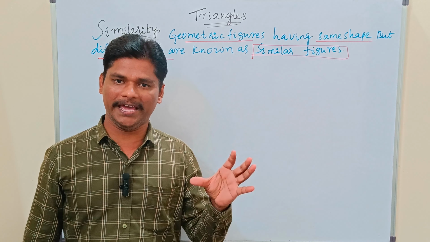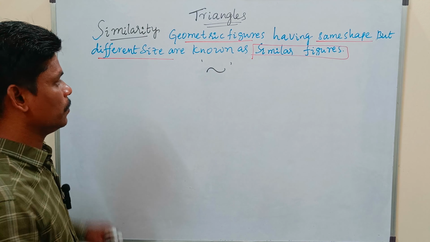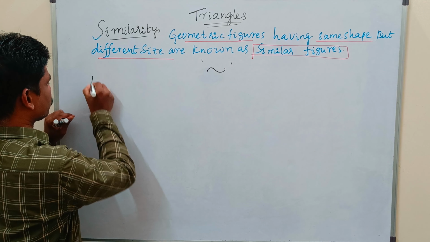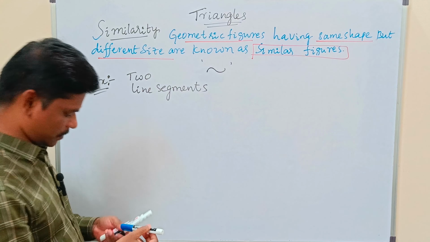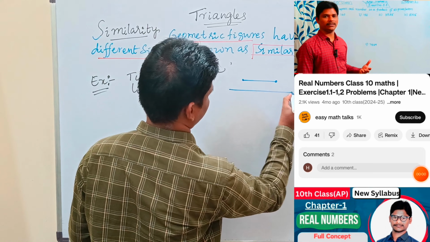It is denoted by this similarity symbol. For example, two line segments. If you take two line segments, suppose this is one line segment and this is another line segment.